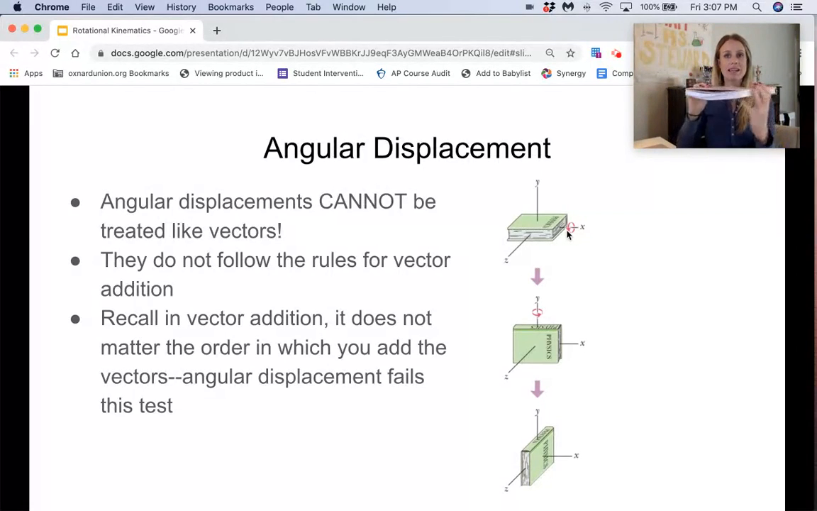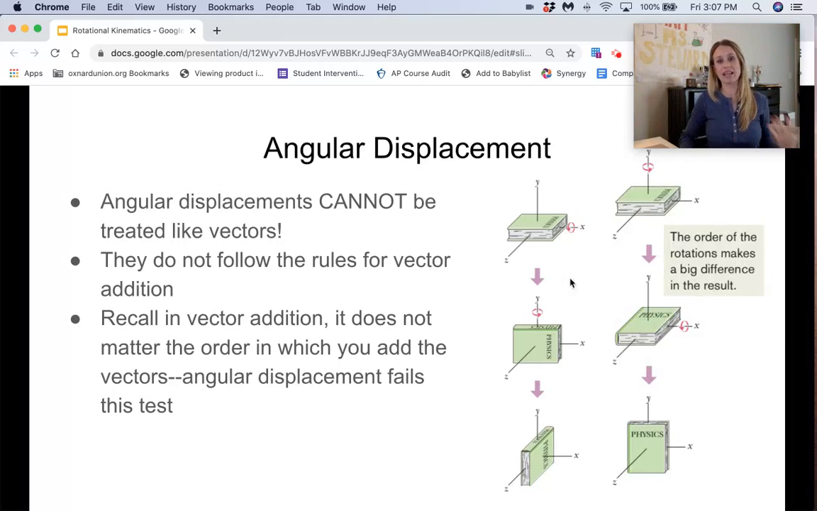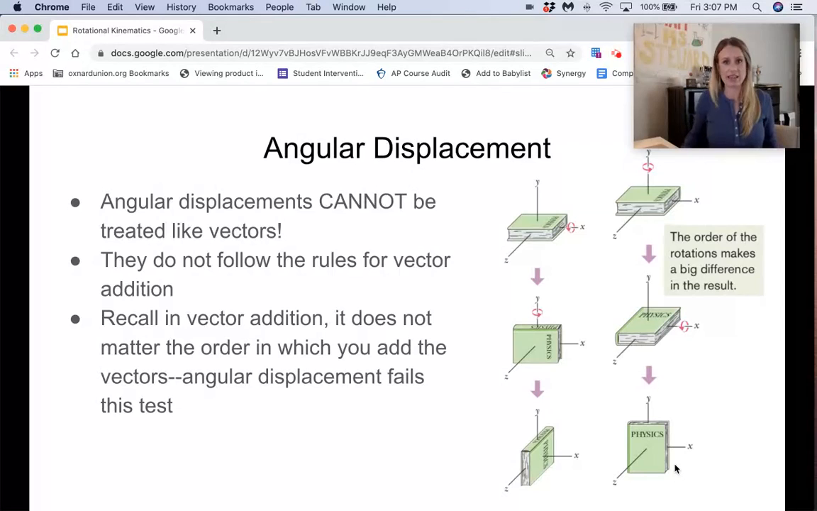Next is to the right and then toward you. So because these things don't end up in the same location, you don't get the same result here, we can't say that angular displacement is a vector, and that's why, because it doesn't follow the rules of vector addition.